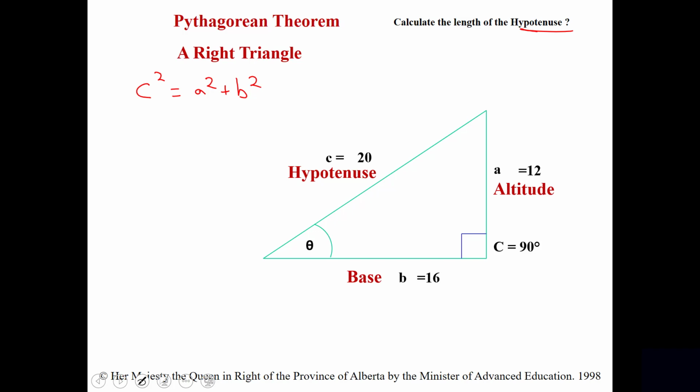In this case, the formula is already transposed, so C squared is isolated by itself. We just have to get rid of the square. So I'm going to rewrite this: C is equal to the square root of A squared plus B squared. We're just going to fill in some values here: the square root of 12 squared plus 16 squared. There we go. And I'm going to pull up my calculator.